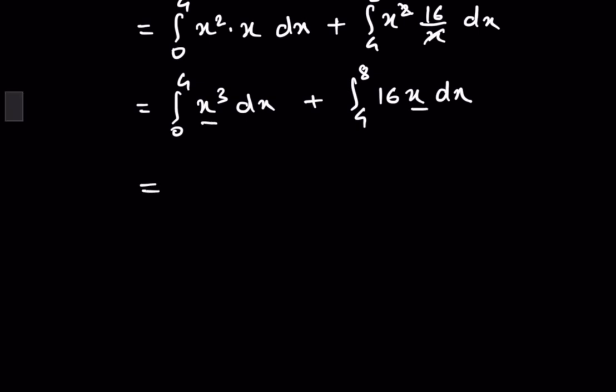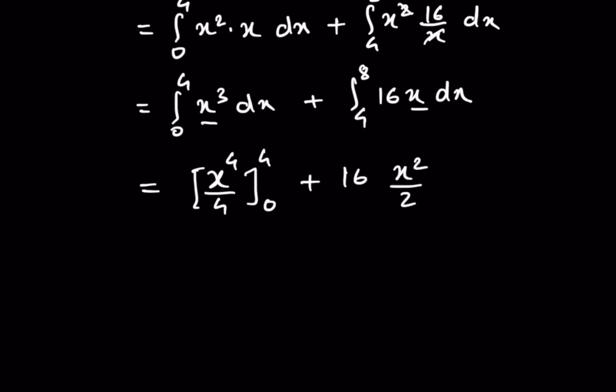Now for both terms applying the integration formula for x raised to n, we get x raised to 4, divided by 4, limits from 0 to 4. For the second part it is 16 into x squared by 2, limits from 4 to 8.